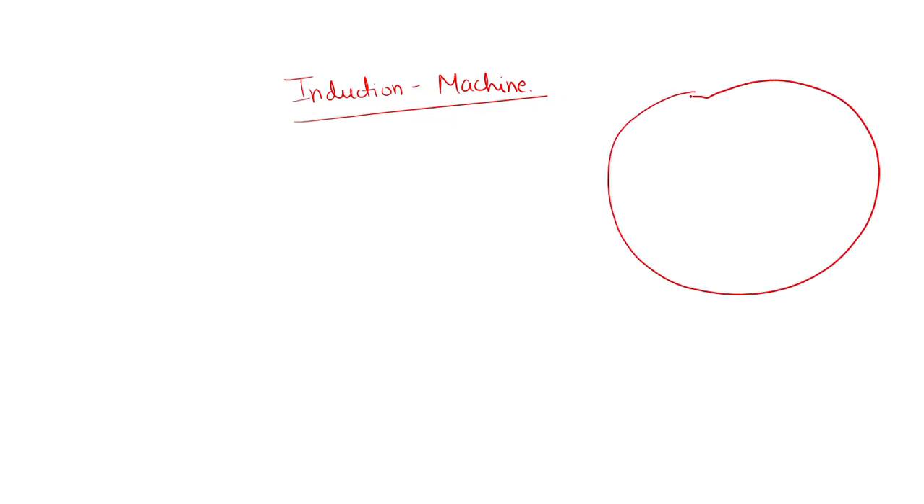So, topic is induction machine. Basically, in an induction machine, we have a stator as well as a rotor. The stationary part is the stator, the rotating part is the rotor. So I'm drawing the simplest circuit. Let this be the stator, and this is the rotor.